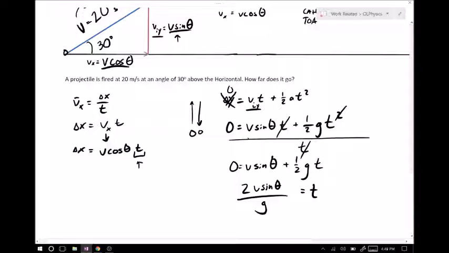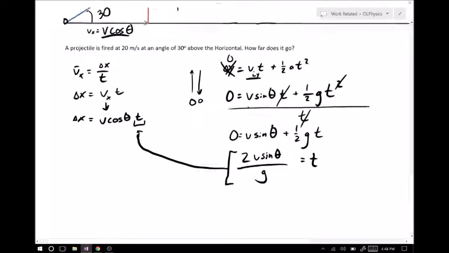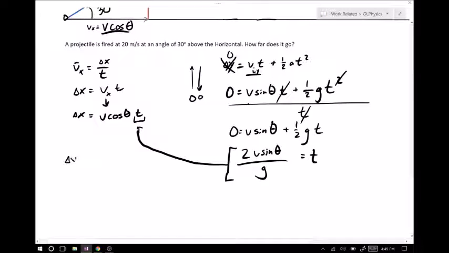So now we can plug this into here. If we do that, we get change in x is equal to v cosine theta, and then we just plug this in, we have 2v sine theta. Let me erase some of this that's kind of in the way.